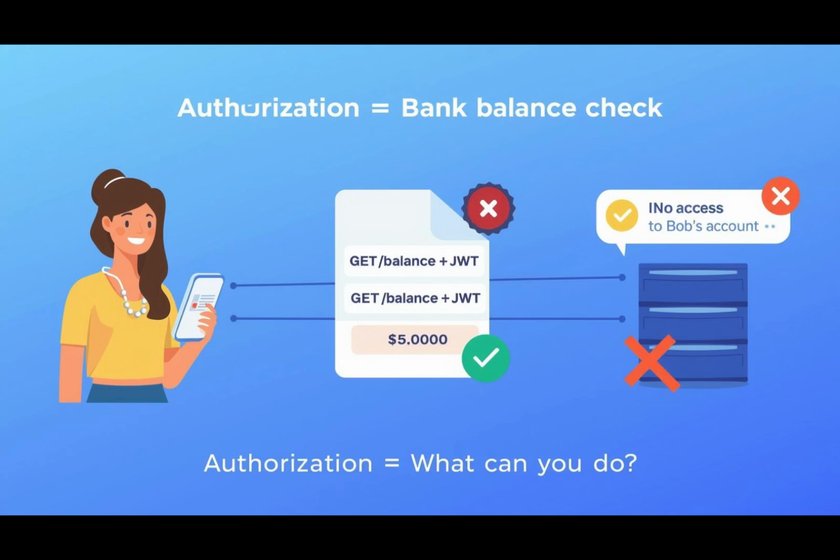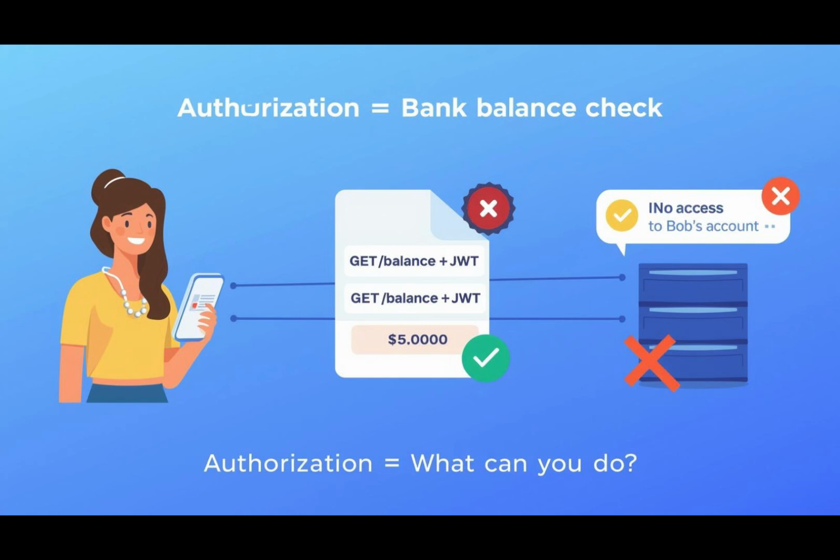For example, Alice wants to check her bank balance. The app sends a GET request to the banking API, and in the request headers, it includes her JWT. The server verifies the token, checks Alice's roles and permissions, and then responds with her account balance. Here's the important part. Authorization rules stop Alice from accessing Bob's account or performing actions she's not allowed to. So authentication answers, "Who are you?" while authorization answers, "What are you allowed to do?"